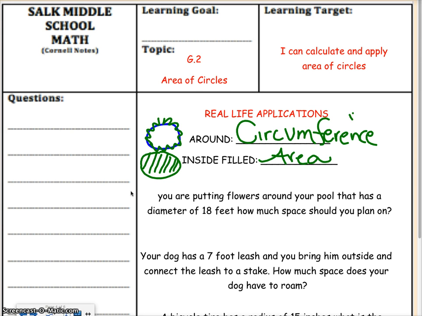So circumference again is either pi times diameter or 2 times pi times the radius. Those are the two formulas you can use for circumference. In area, only one formula, pi r squared. All right, so that's what we're using today.